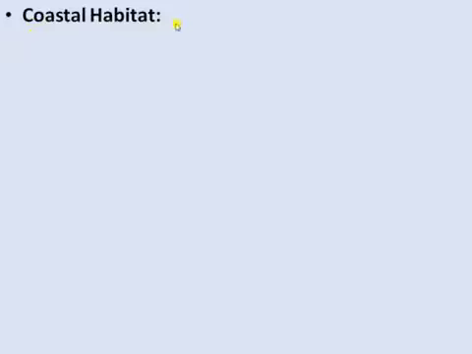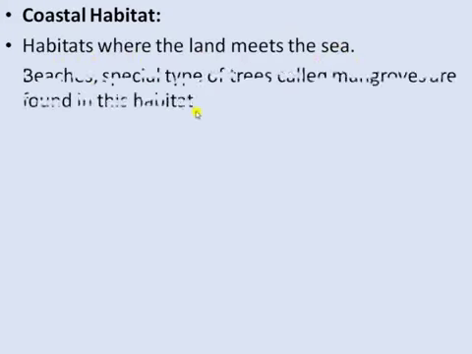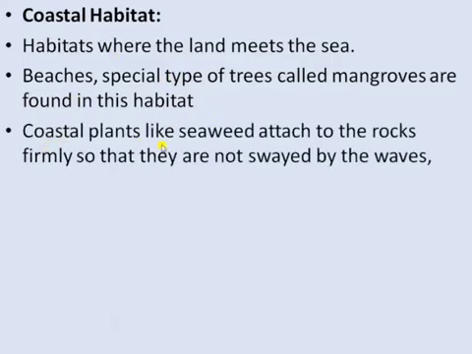Next is the coastal habitat. First one is the aquatic habitat, second the freshwater habitat, and third one is the coastal habitat. The coastal habitat is where the land meets the sea. Beaches and a special type of tree called mangroves are found in this habitat. Coastal plants like seaweed attach firmly to the rocks, so they are not easily swayed by the waves. That's why they attach to the rocks.